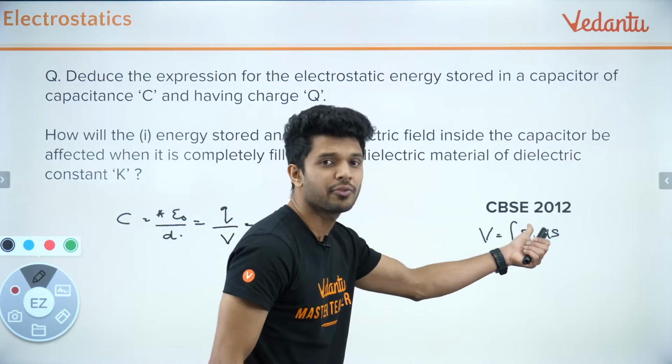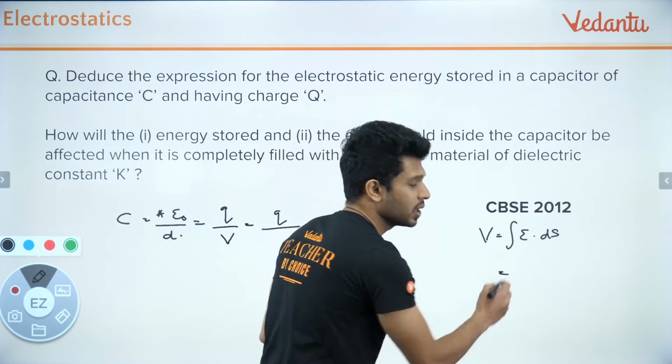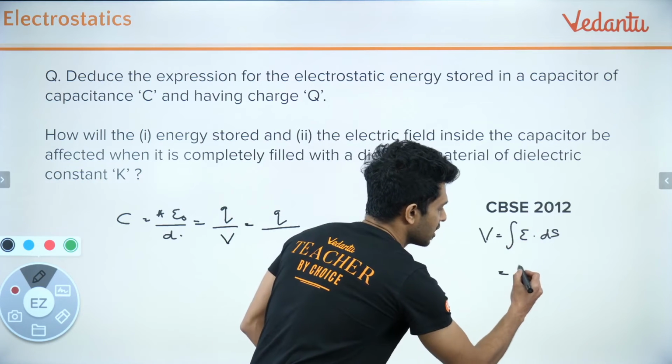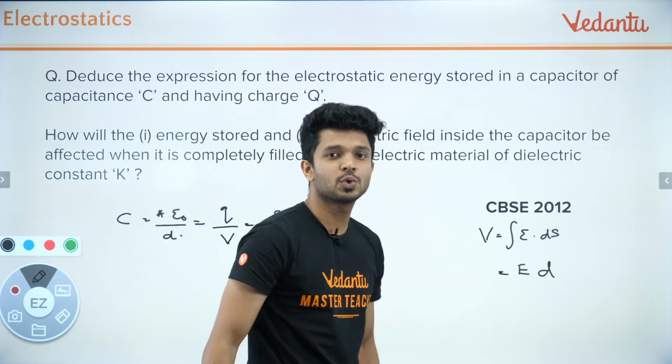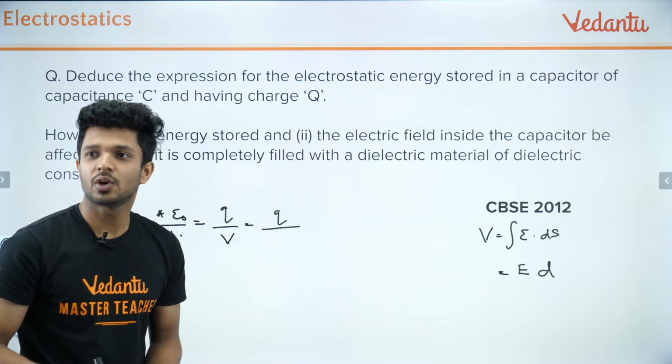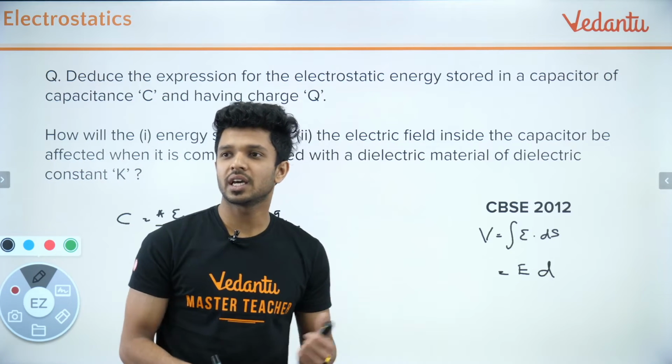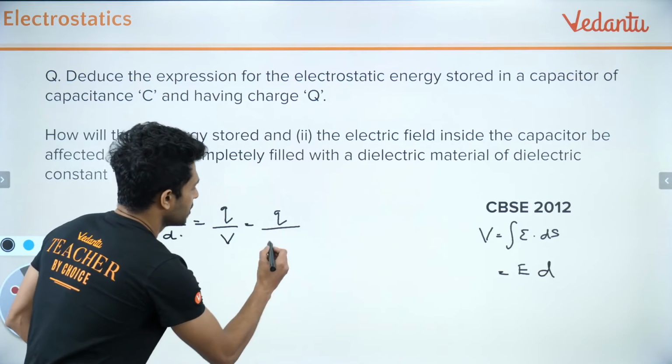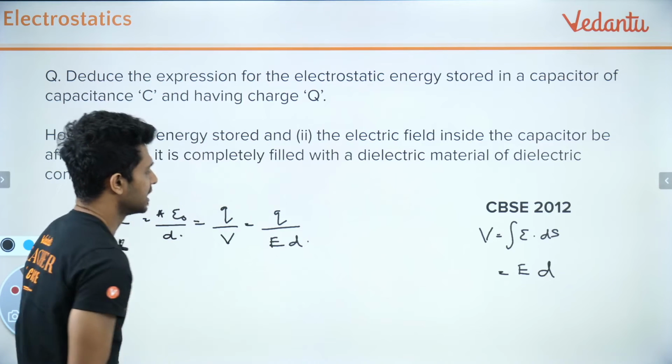So if the value of E is a constant, this was, E was a variable. If E is a constant, you can do what? E into the distance between the plates, right? Very good, Gaurav. Ankita, okay, very good. So V, I am going to write it as E into d.